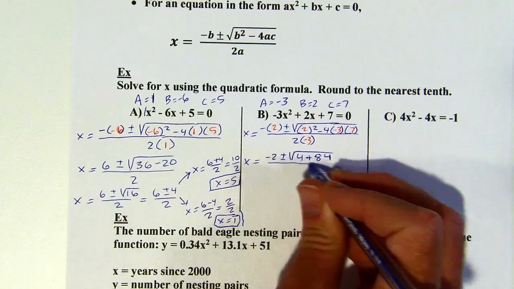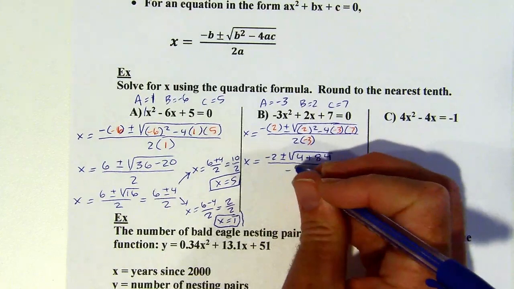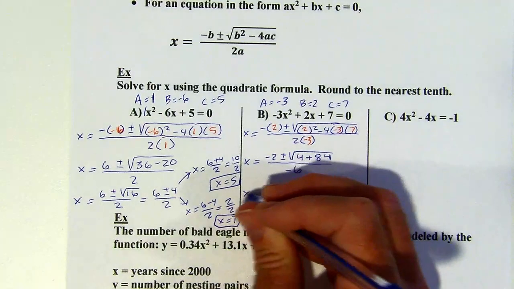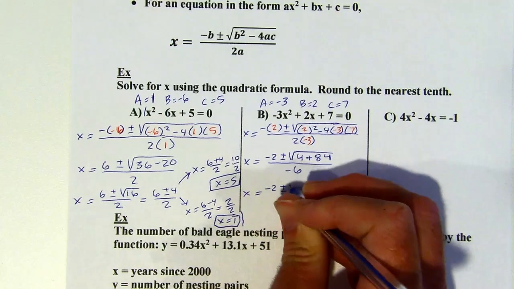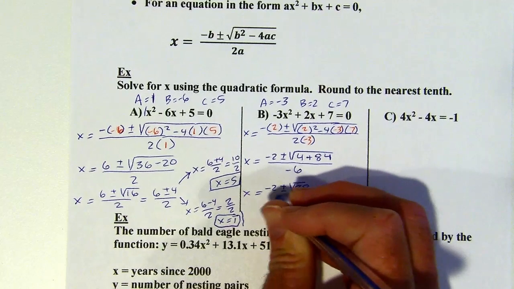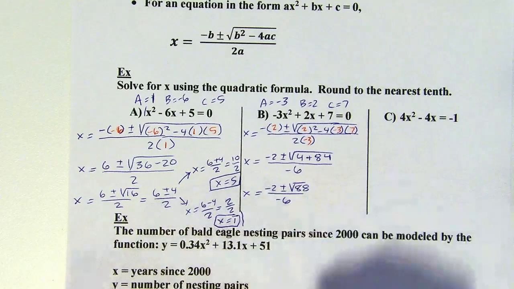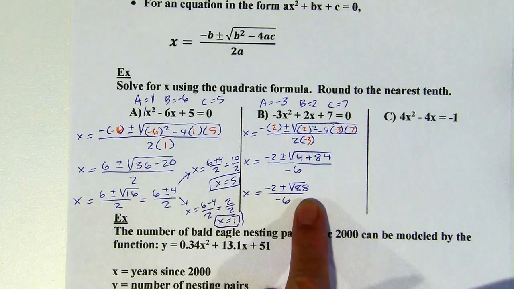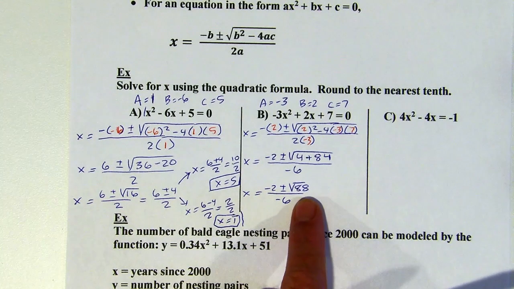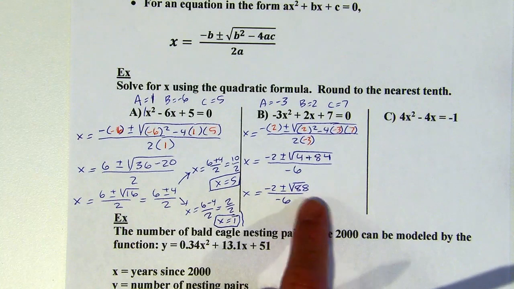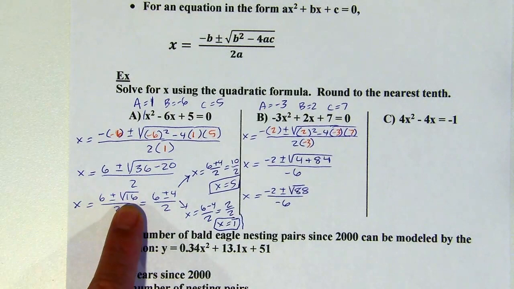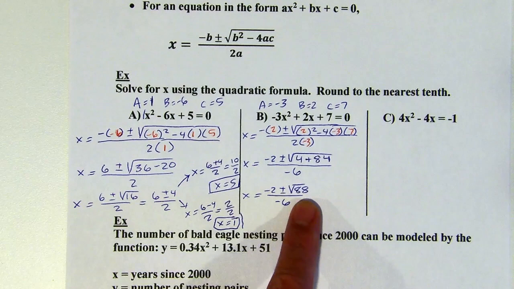Okay, and then this is all going to be over negative 6. Okay, and then I do the addition down there, so I've got negative 2 plus or minus the square root of 88 all over negative 6. Now at this point, if you put square root of 88 into a calculator, it's not going to come out to a nice integer, because that's not a perfect square. So it doesn't work in the same way it does with the 16. You could do a decimal, but it'd be a decimal approximation.